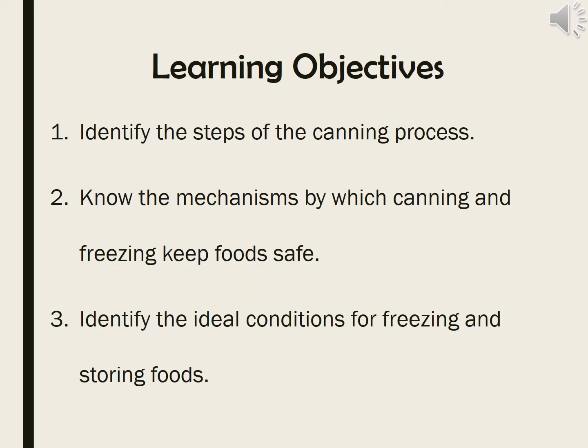In this chapter, be able to identify the steps of the canning process. Canning and freezing both prevent food spoilage. Know the specific mechanisms for how canning and freezing keep foods safe. And finally, be able to identify the ideal conditions for freezing and for storing foods.